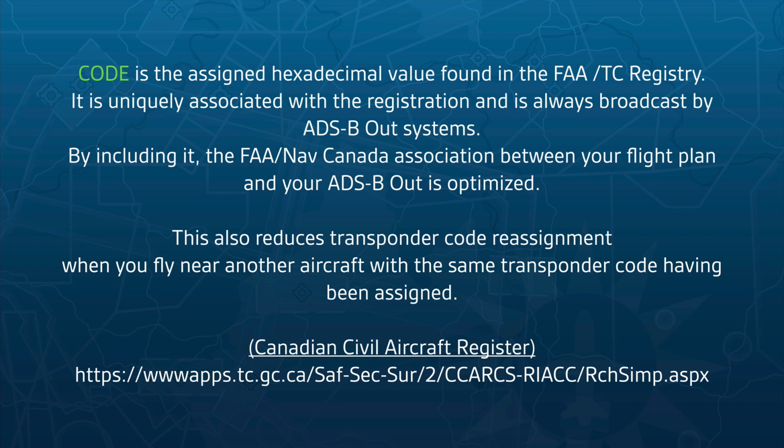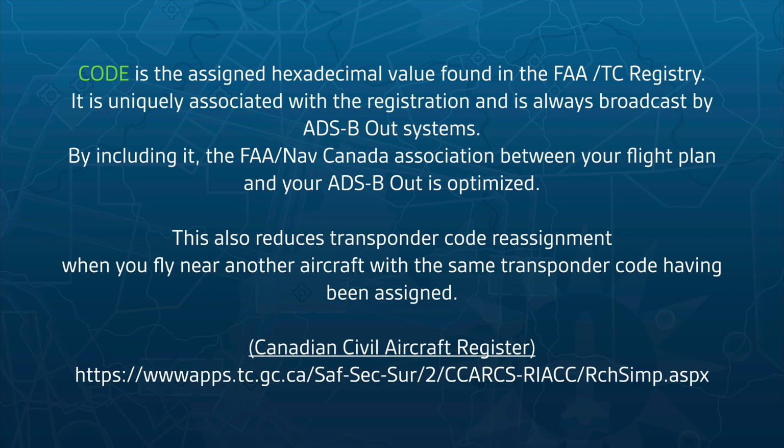What this translates to is reduced transponder reassignments when you're flying near other aircraft, especially if they have the same transponder code or similar code. So it can make flying a little smoother and transitioning from different FIRs and different centers a little smoother. Now, where do you find your hexadecimal value for your aircraft?